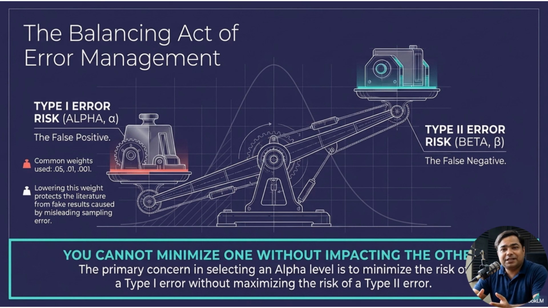This slide shows that type 1 error and type 2 error are connected. Type 1 error risk is represented by alpha. This is the probability of false positive. Type 2 error risk is represented by beta. This is the probability of false negative.